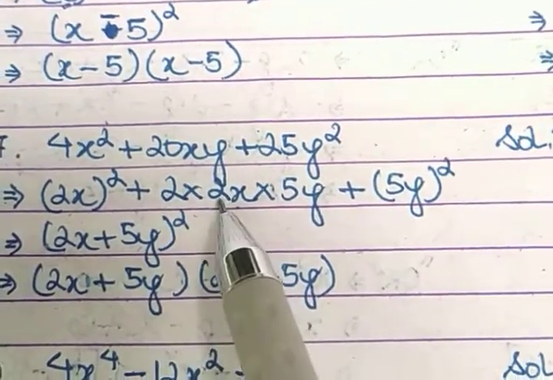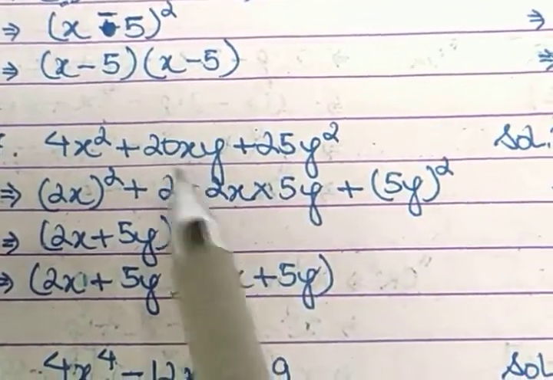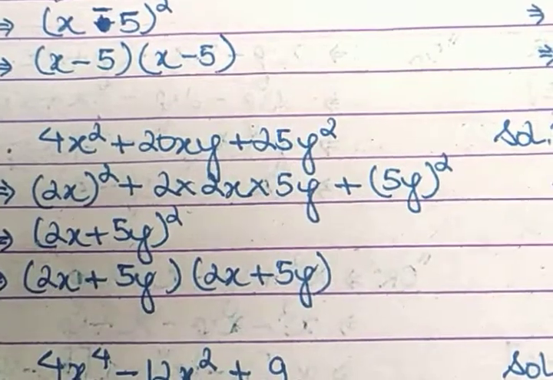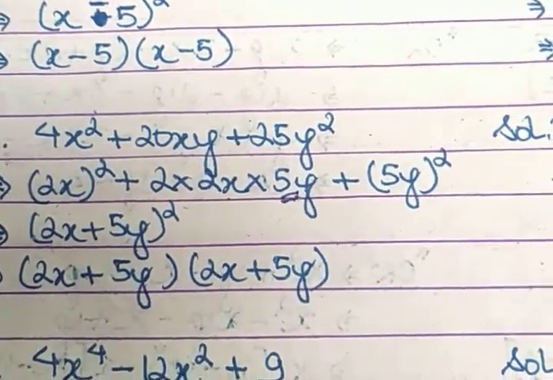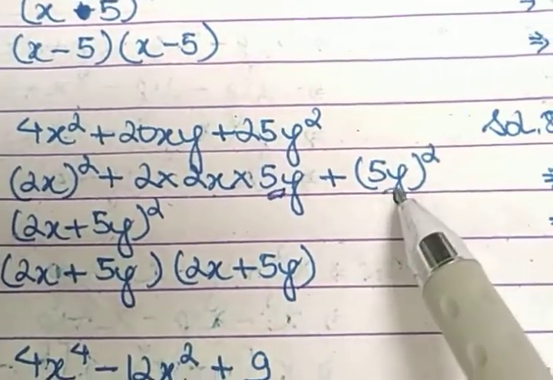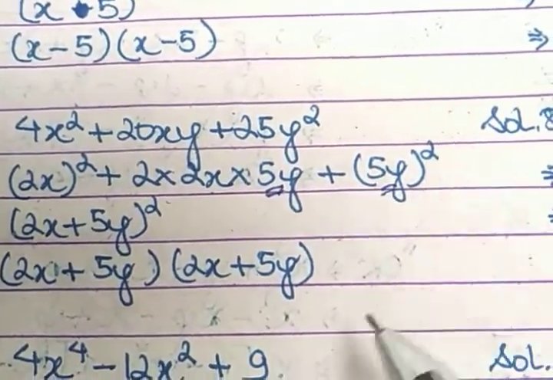See, 2 into 2 will be 4, 4 times 5 is 20, so 20. x into y, you will get xy. Now for b, what is the value of b? 5y. So the last term is simple, b square. So I have placed 5y whole square.